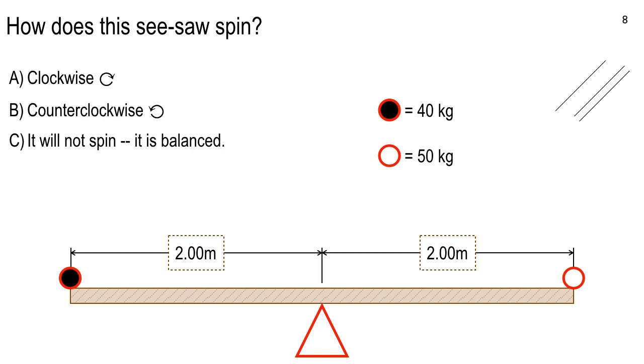Okay, 10 seconds to vote. 10, 9, 8, 7, 6, 5, 4, 3, 2, 1, 0. Okay, pretty good. Let me see what you guys voted for. Yeah, the correct answer is clockwise. And let me grade that. Good.